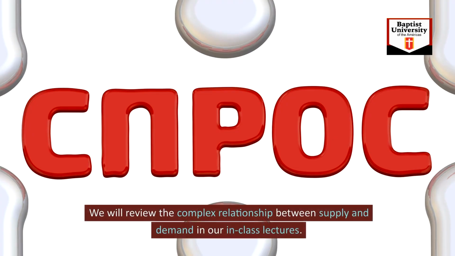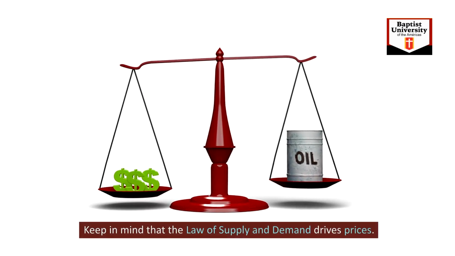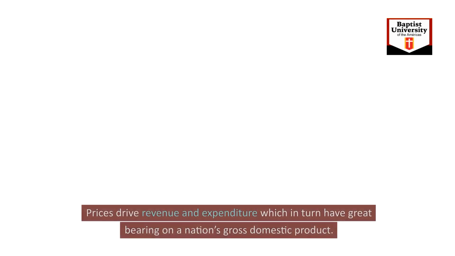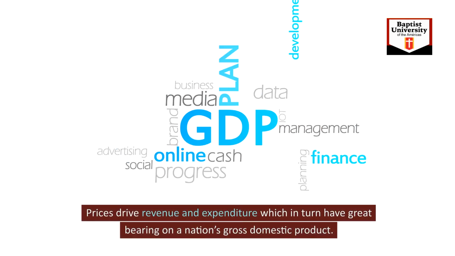We will review the complex relationship between supply and demand in our in-class lectures. Keep in mind that the law of supply and demand drives prices. Prices drive revenue and expenditure, which in turn have great bearing on a nation's gross domestic product.